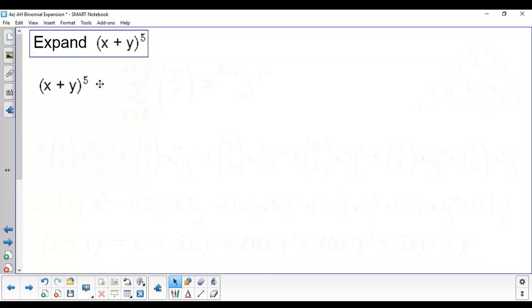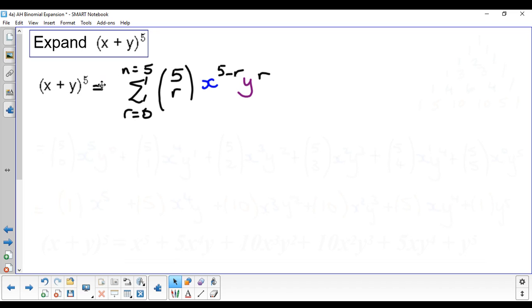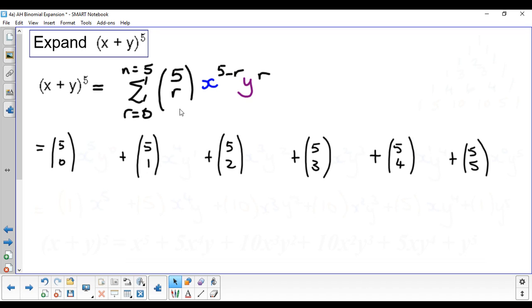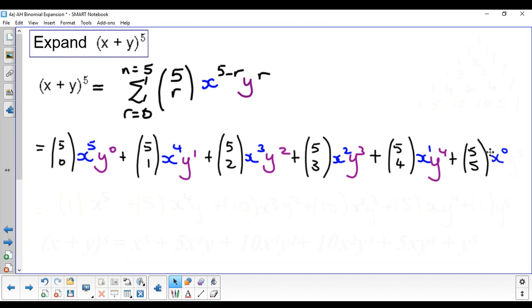So x plus y to the 5, I know it means I'm going between 0 and 5, and I'm starting with the x because it's the first term, and then the y. So what do you do? 5 choose 0, 5 choose 1, 5 choose 2, 5 choose 3. You can put x in, or you could go x to the 5, x to the 4, x to the 3, x to the 2, x to the 1, x to the 0, and then y to the 0, y to the 1, y to the 2, y to the 3, y to the 4, y to the 5. And what you'll notice is each time the total of the powers is 5 because it was to the 5.